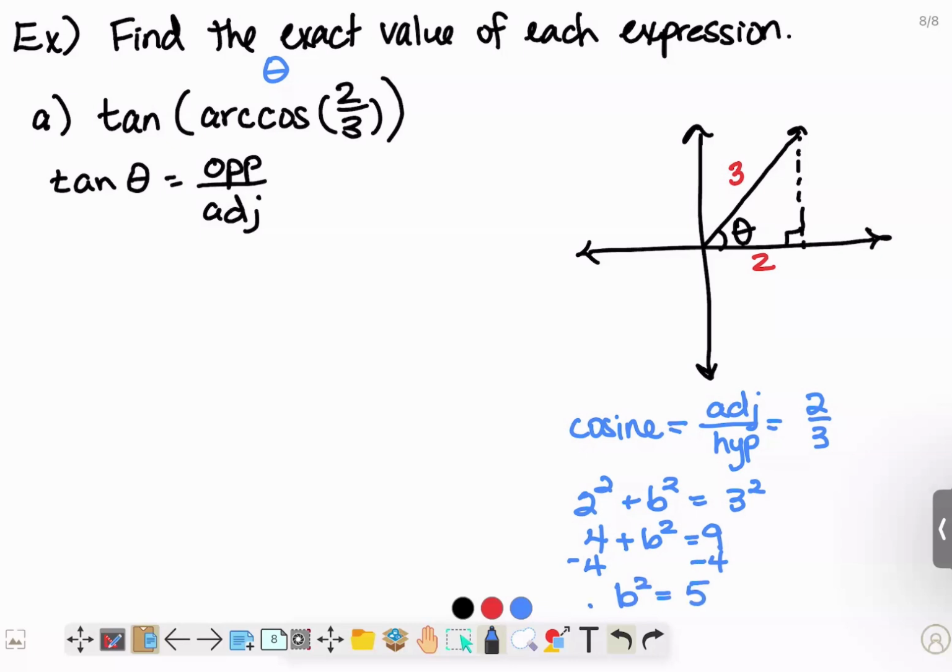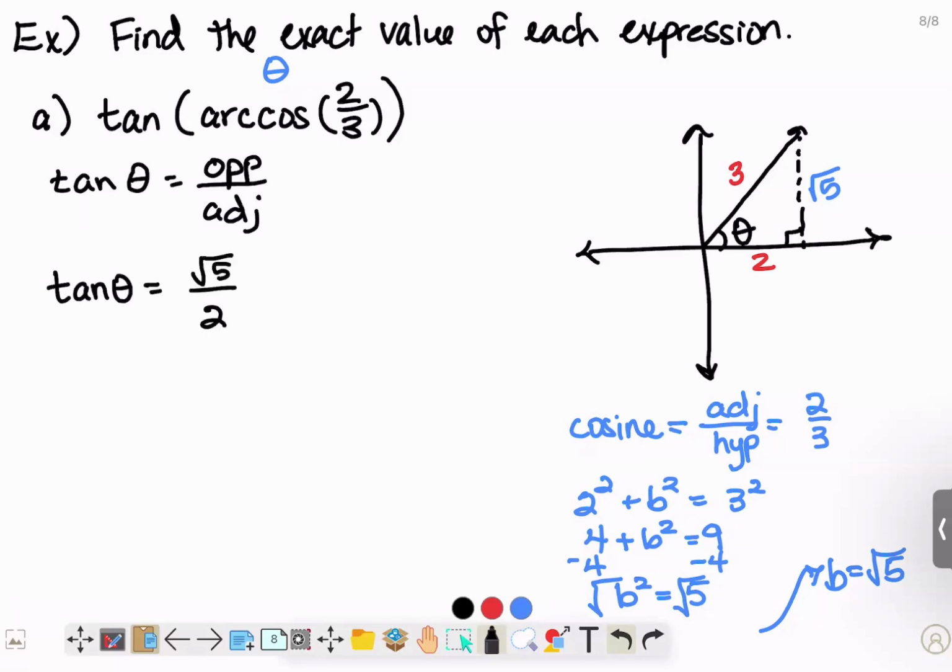Square root on both sides. That would mean that b has to equal the square root of 5. So that is this side over here, the opposite side. So now I've got all 3 sides of this triangle. I can evaluate tangent of this angle theta. So tangent theta is the square root of 5 over 2. And that's it, we've solved that.